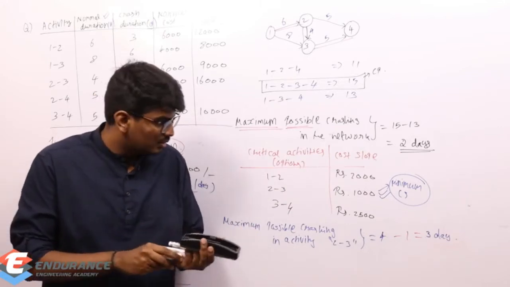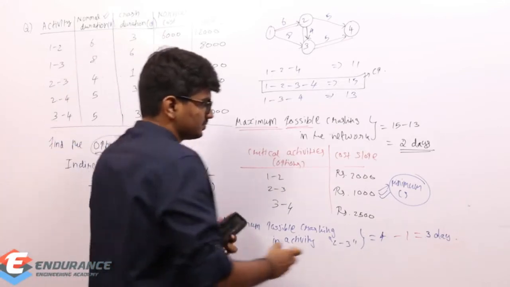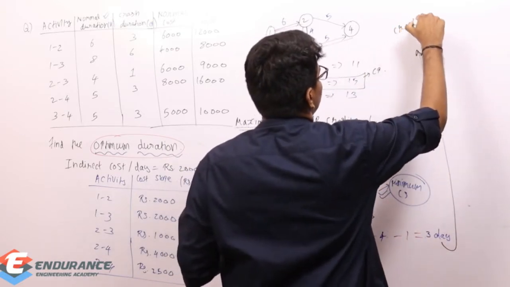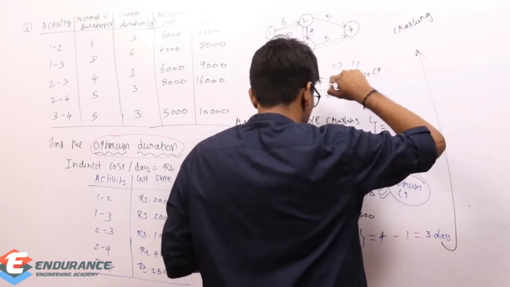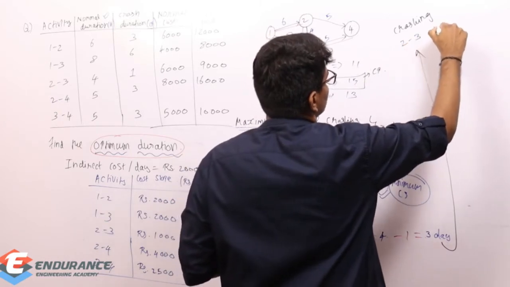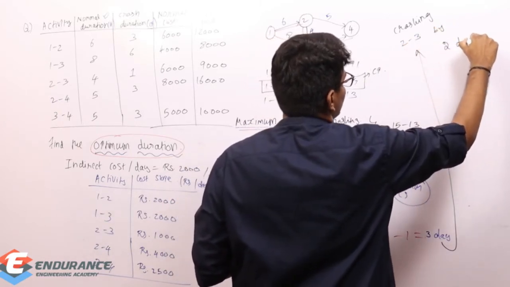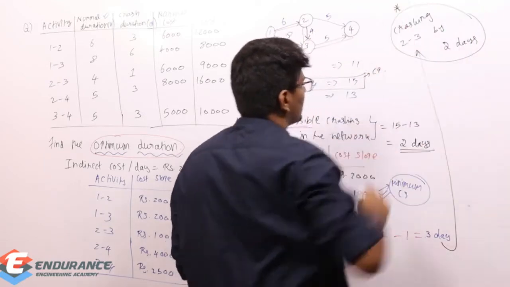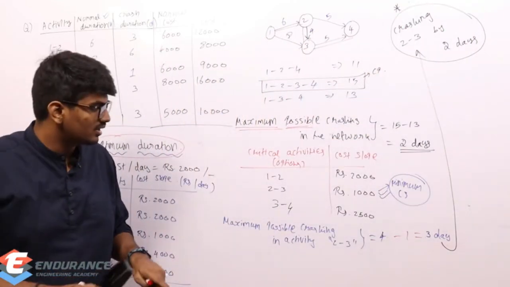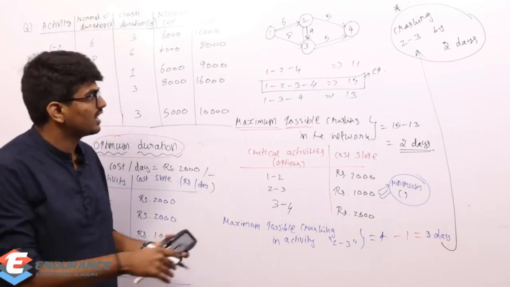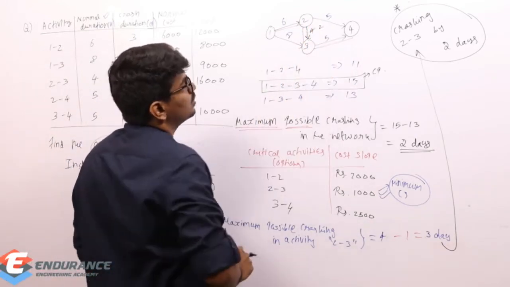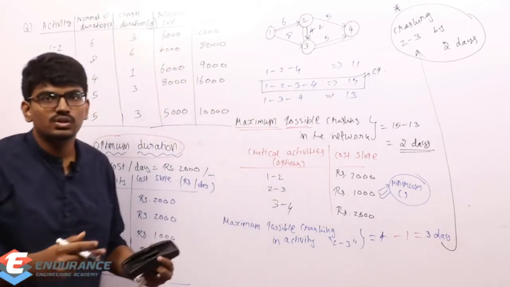So finally what I am going to do is, let me write it down here. I am crashing 2 to 3 by 2 days. So this is our first crashing. The first crashing is I am going to crash 2 to 3 by 2 days. If I crash 2 to 3 by 2 days, this 4 will become 2. Now I will have a new critical path.